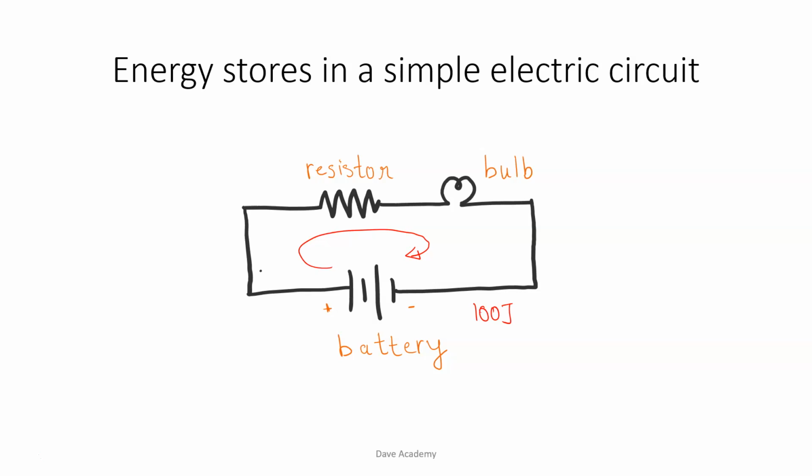So what happens is, before the battery is connected, we had 100 joules in the chemical energy store of this battery, and after a few minutes, when the current is allowed to pass, we see that the chemical energy store in the battery reduces by 100 joules, and that 100 joules of energy is stored in the internal energy store of the bulb and passed on to the surroundings.